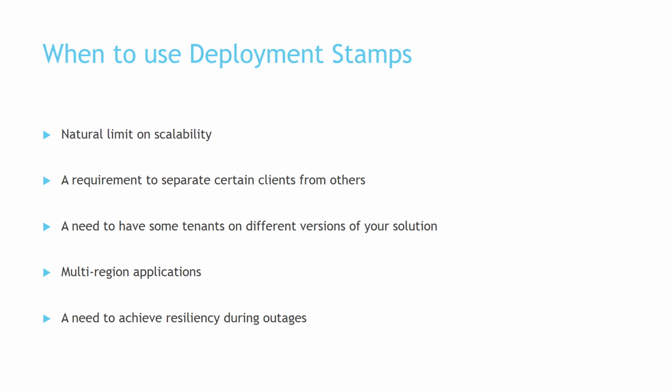Also, when you have a multi-region application, when you want to direct clients from certain countries to certain stamps. Finally, when you want to achieve resiliency during outages. Stamps by nature are isolated, so if one stamp is down for any reason, other stamps will not be affected.